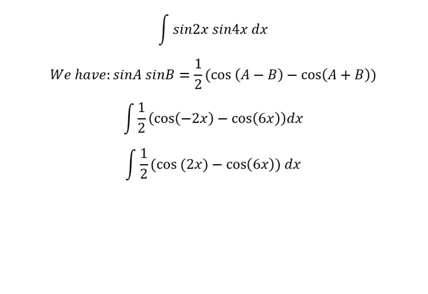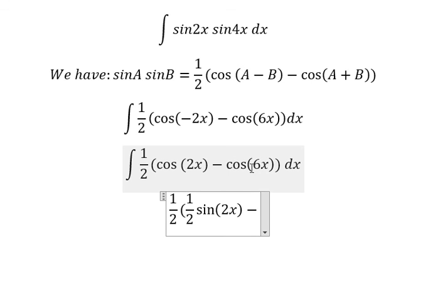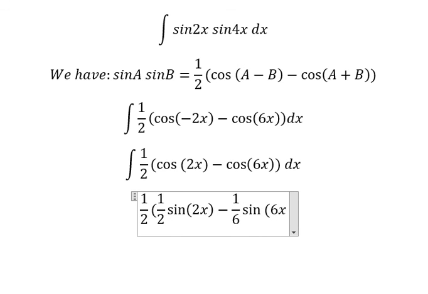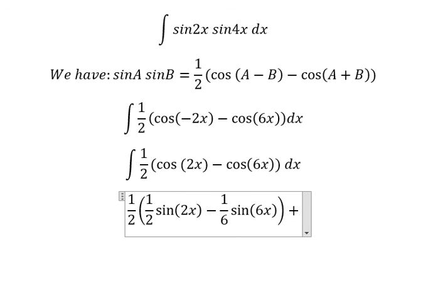Next, we have the final answer. The integration of cosine 2x is 1 over 2 sine 2x. The integration of cosine 6x is 1 over 6 sine 6x. And we put plus C in here.